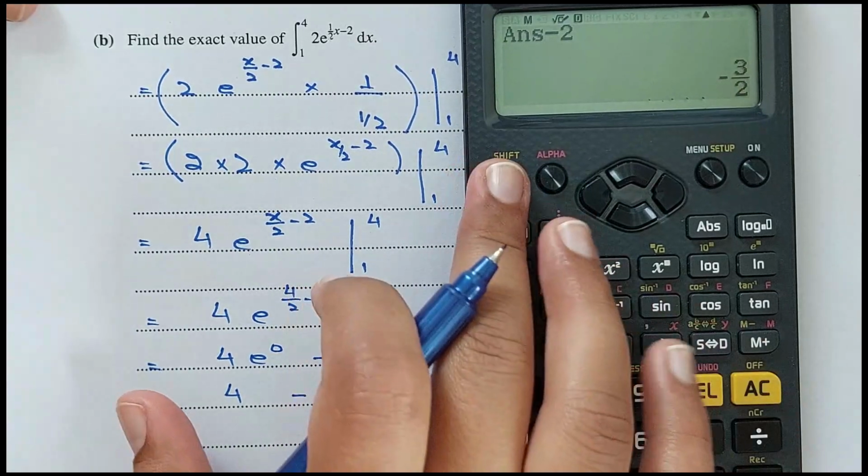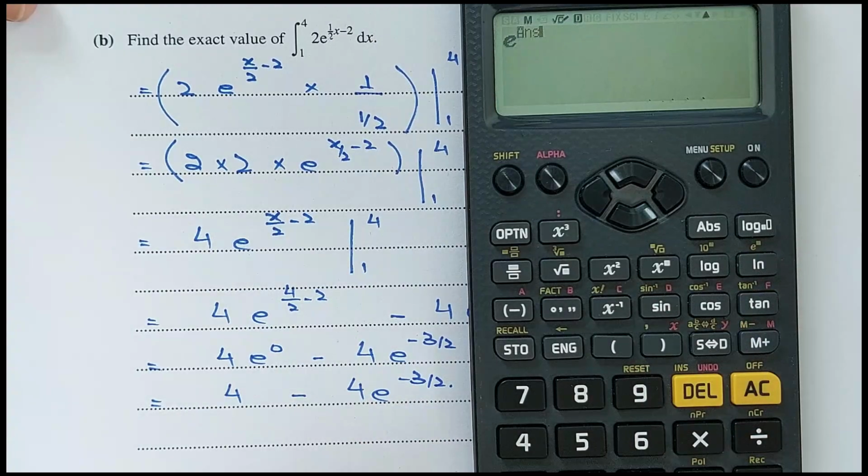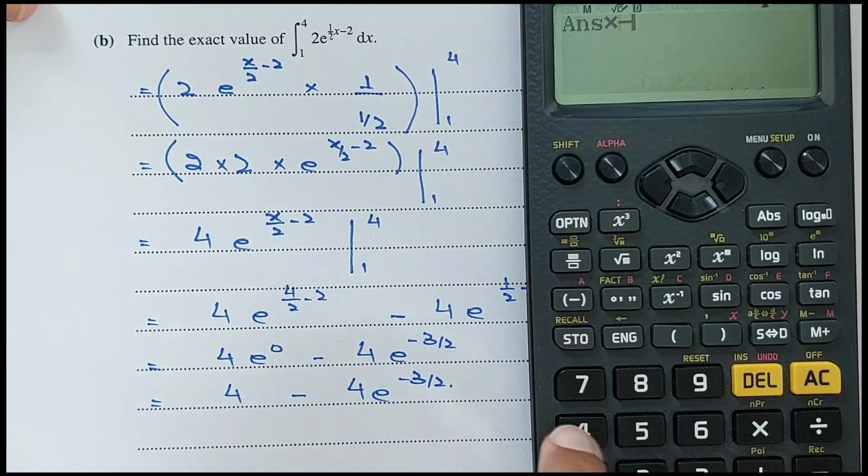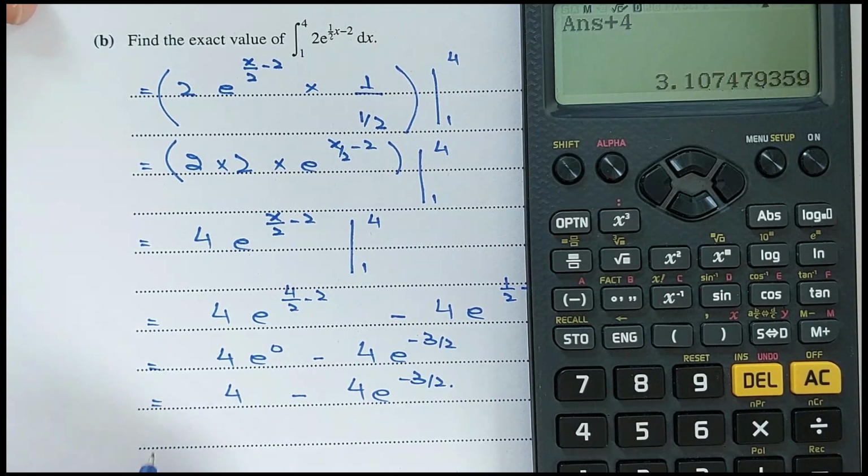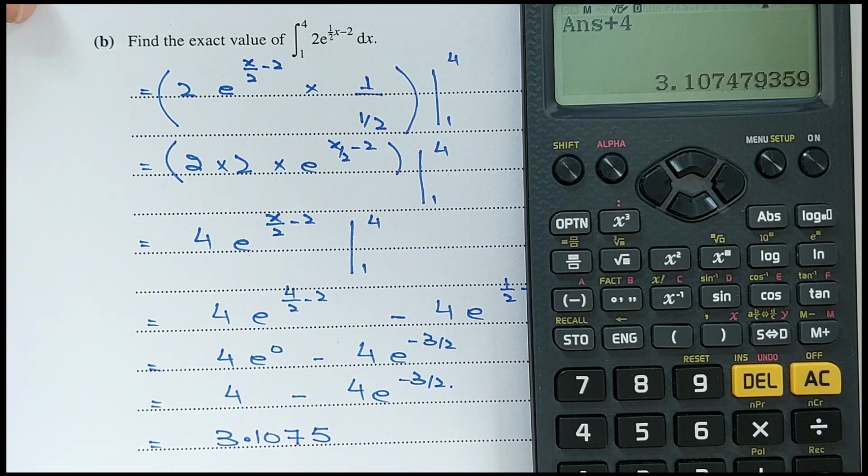So e power answer times minus 4 and add 4, which is 3.1075, or you can keep the answer as it is. 4 minus 4 into e power minus 3 by 2 is also correct.